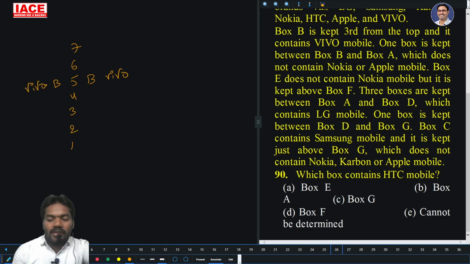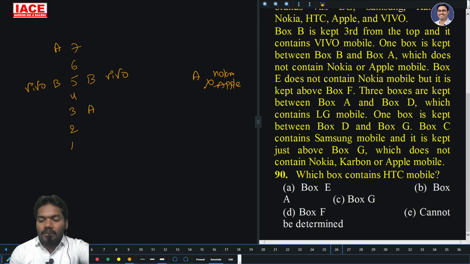One box between B and A, but A does not contain Nokia or Apple. Box E does not contain Nokia mobile, but is kept above the F.